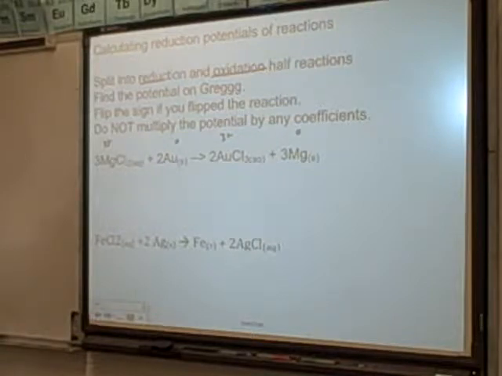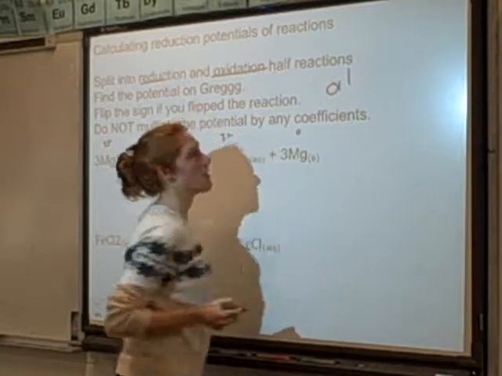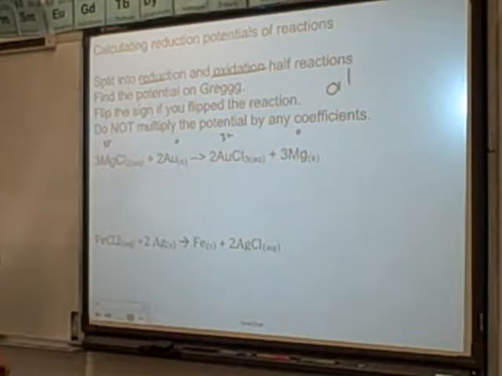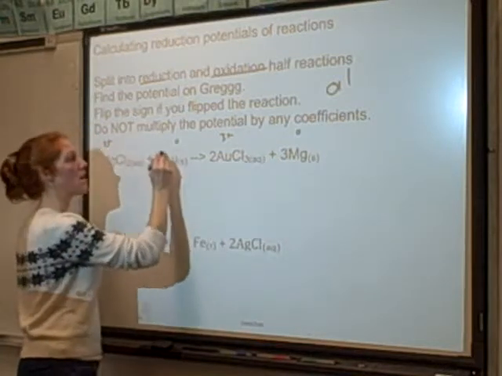Split this into reduction and oxidation. Well, I know oxidation is the loss of electrons. Something loses negative electrons, it becomes more positive. Gold is the thing being oxidized.